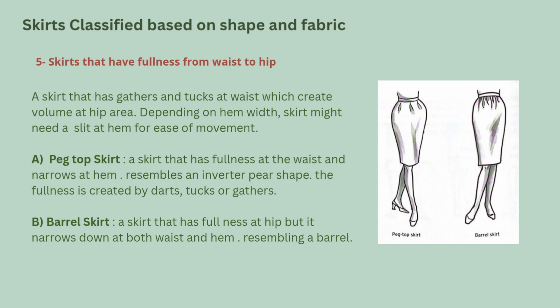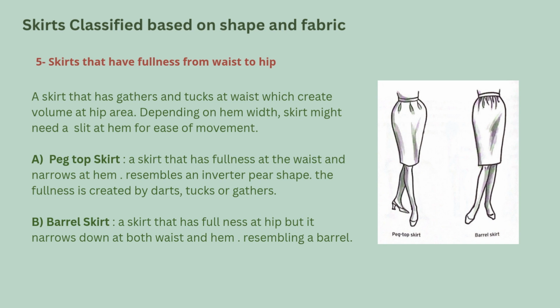Fifth group of skirts have fullness from waist to hip. In this group, we have peg top skirt and barrel skirt. A peg top skirt has fullness at the waist and narrows at hem. It resembles an inverted pear shape. The fullness is created by dart, tucks, or gathers.